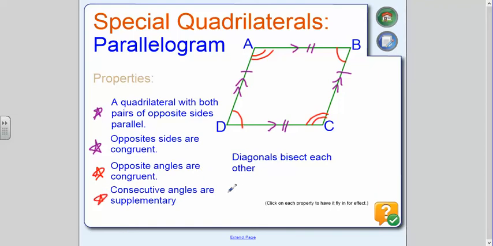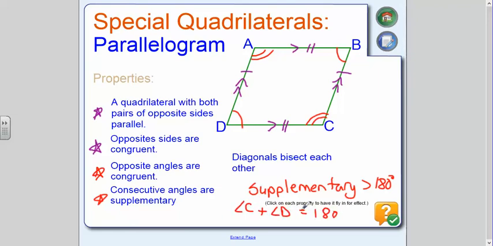If you recall, supplementary means that they add up to be 180 degrees. So supplementary indicates that they're 180 degrees. That means that angle C plus angle D would equal 180. So on your notes about angles for parallelograms, the opposite angles are congruent and the consecutive angles are supplementary. We would add these two together, and that means that they are 180.